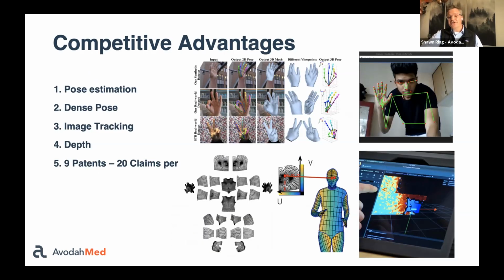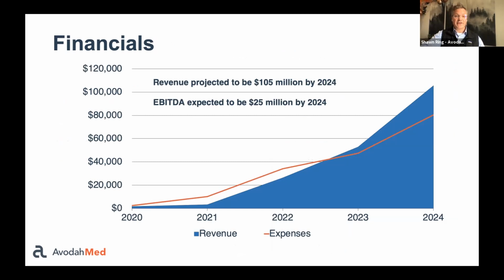Our competitive advantage: I hold 9 patents, 20 claims apiece around how we're utilizing AI with sensor technology, how we're applying it in language translation, our proprietary data set, as well as using it in our medical translation.